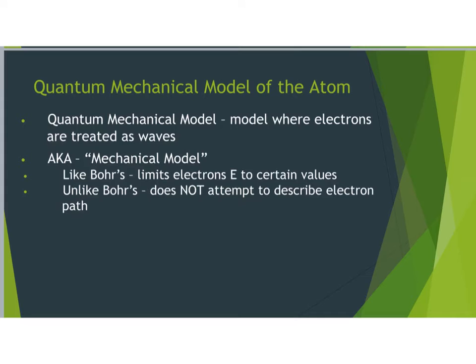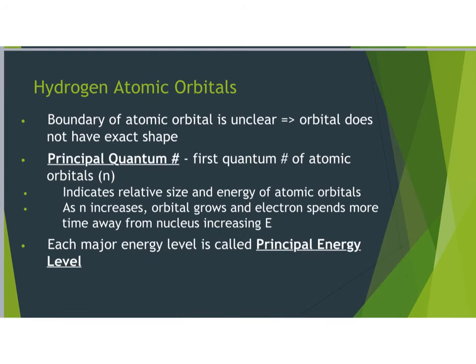And even still today, the electrons' movement around the nucleus is not fully understood. So the boundary of an atomic orbital is still unclear, and as far as we know, it does not have an exact shape.